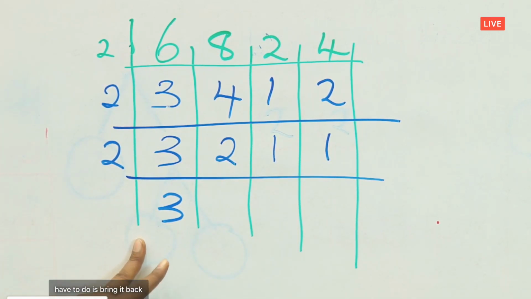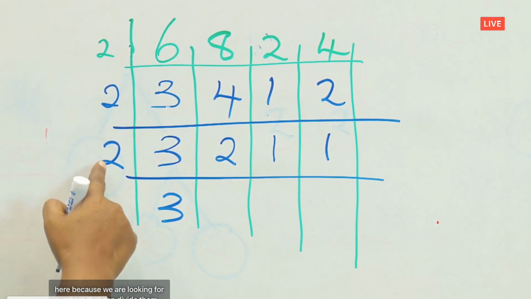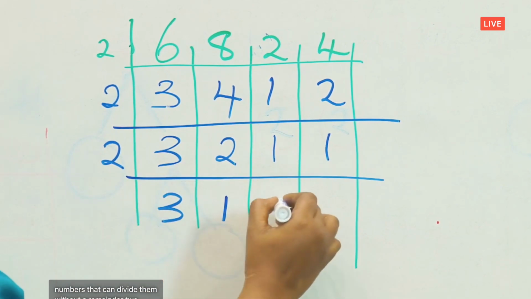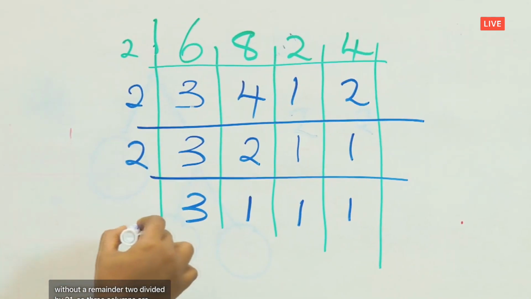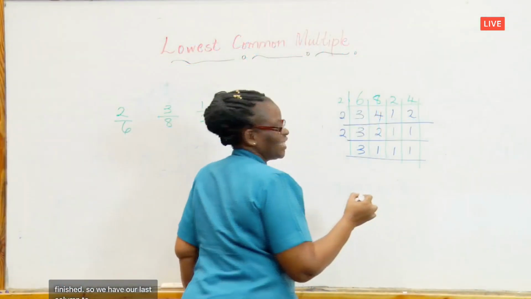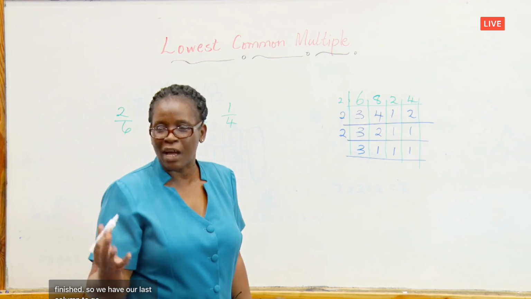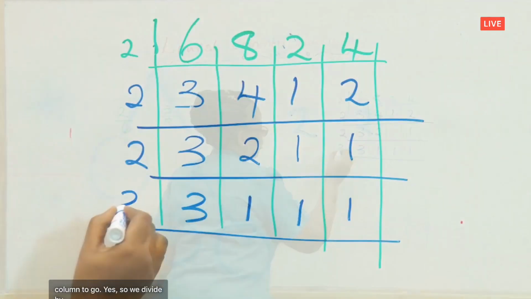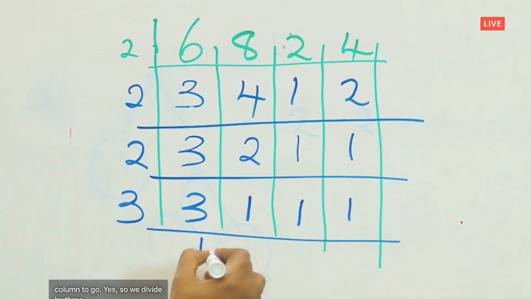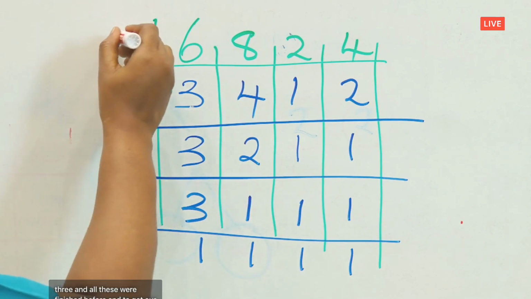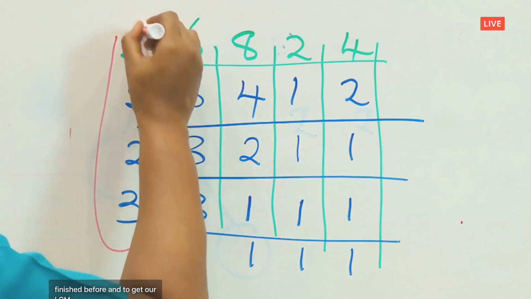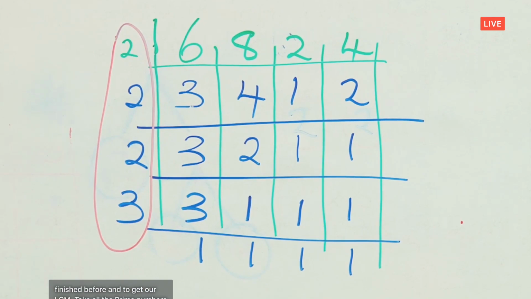Let's use 2 again. And we know this cannot be divided by 2 without a remainder. So all we have to do is bring it back here because we are looking for numbers that can divide them without a remainder. 2 divided by 2, 1. So 3 columns are finished. So we have our last column to go. Yes, so we divide by 3. So 3 divided by 3, and all these were finished before.